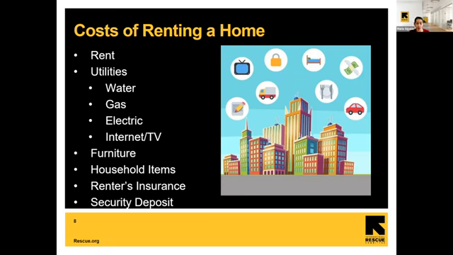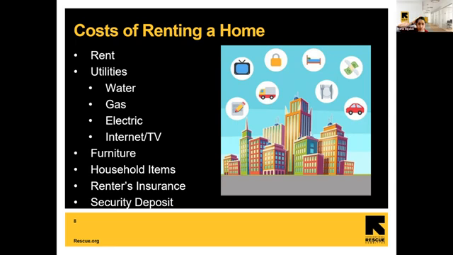Also thinking about furniture costs, right? You're going to have to sit somewhere in your apartment and sleep somewhere. Thinking about household items like soap, toilet paper, pots and pans. Those are items you'll need to budget for as well. Some other things to think about, as far as costs, are renter's insurance and security deposit. And we'll talk a little bit more in detail about that later in the class.